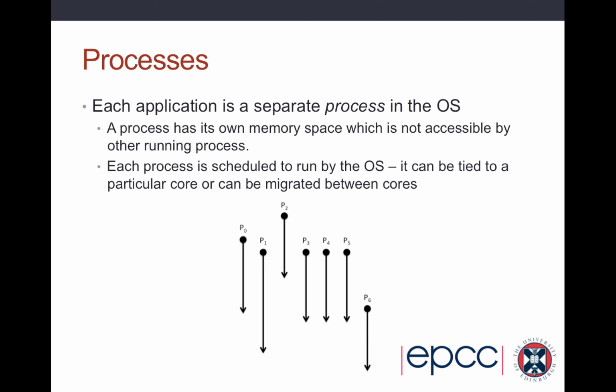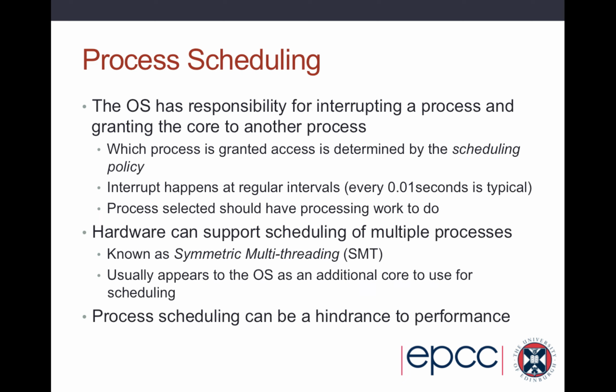And if a process stops for some reason, say it's waiting for a file from disk or something like that, quite often the operating system will notice this and swap in another process that's waiting for access to a core to take advantage of it. And this swapping, this interrupt process, happens on quite a small division of time. And this is what's called process scheduling. So the operating system has responsibility for interrupting the process and granting the core to another process. Which process is granted access is determined by the scheduling policy.